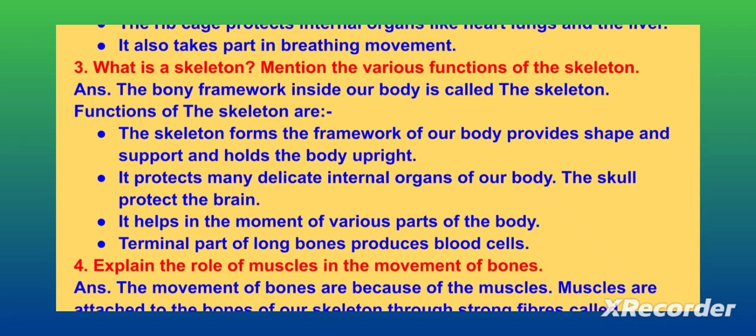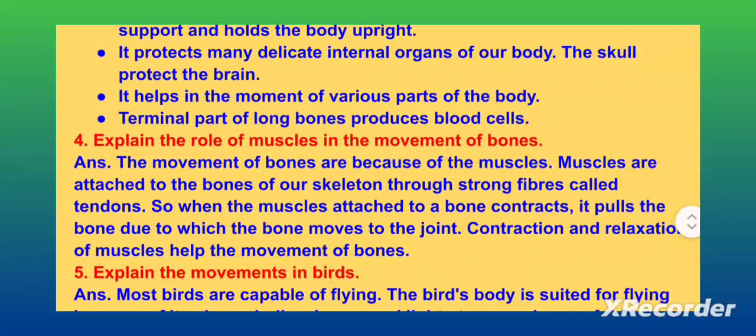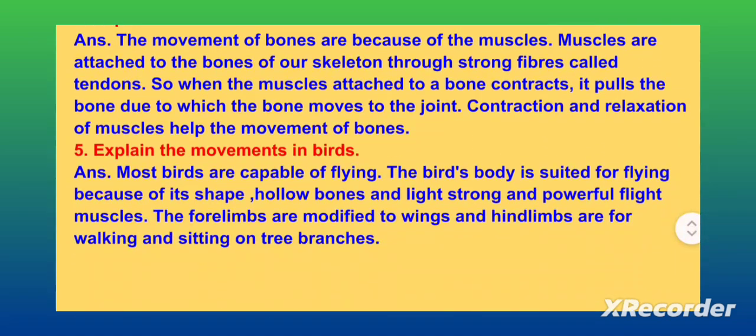Terminal part of long bones produce blood cells. Question number 4. Explain the role of muscles in the movement of bones. The movement of bones is because of the muscles. Muscles are attached to the bones of our skeleton through strong fibers called tendons. So when the muscles attached to a bone contract, it pulls the bone, due to which the bone moves at the joint. Contraction and relaxation of muscle help the movement of bones.